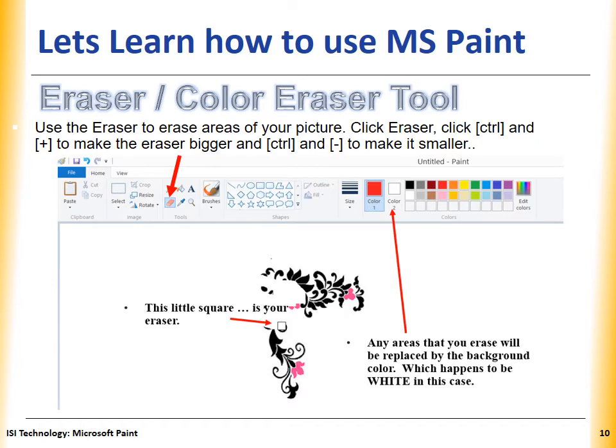You have to hold Ctrl on the keyboard and press the minus button. This will make the eraser smaller. If you do Ctrl with plus, it will make the eraser bigger. And here's the button for the eraser.